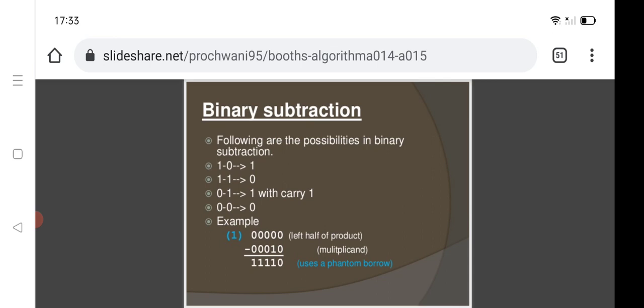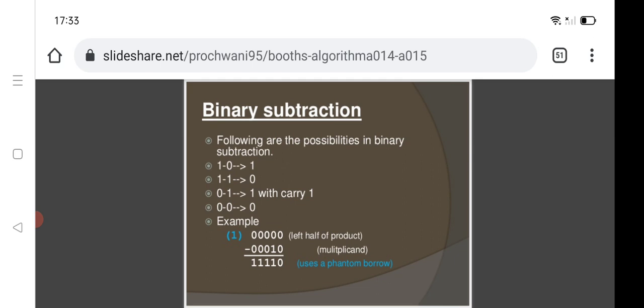When I take a borrow of 1, what happens? The value becomes 2 at that particular position. So 2 minus 1 becomes 1, so the result will be 1. 2 minus 1 is equal to 1. And since I have taken one borrow, the borrow output will be 1.